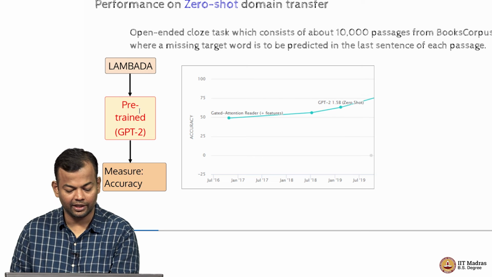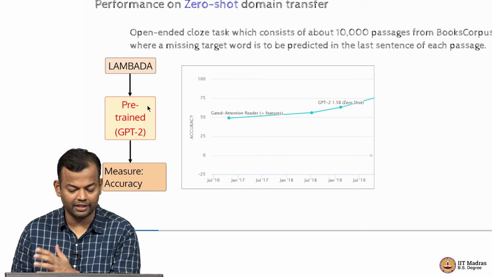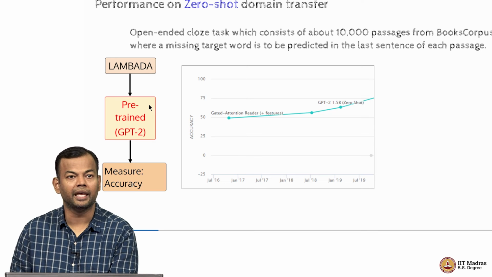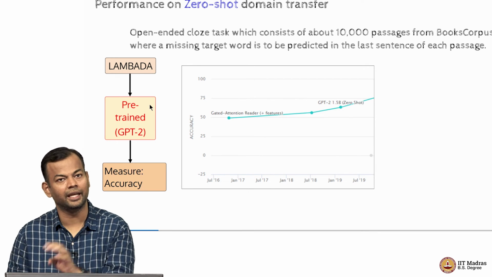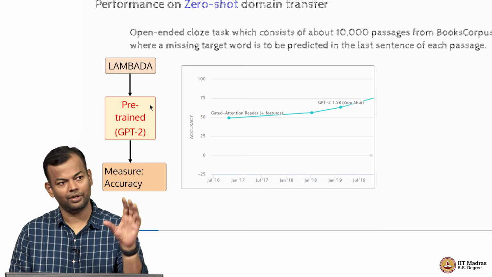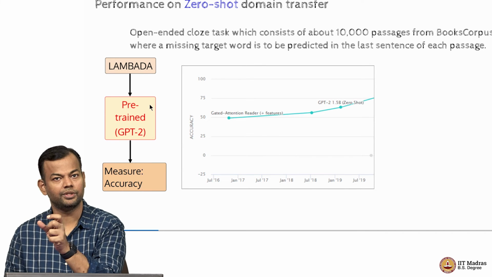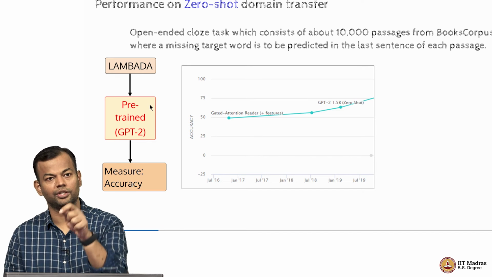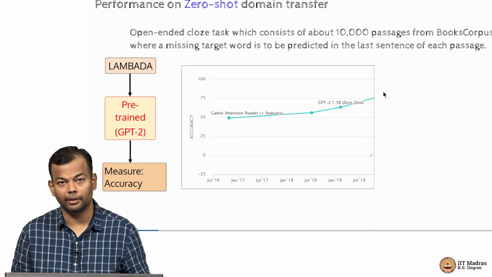So you can see that here you are measuring the accuracy. The model is roughly 60 to 65% correct in being able to predict the word which is missing or which has been hidden in the passage, right? So again, just to repeat, you're given this entire passage, and in the last sentence there's some word which is missing, and the job of the model is to predict that word. And it's able to do it quite accurately.